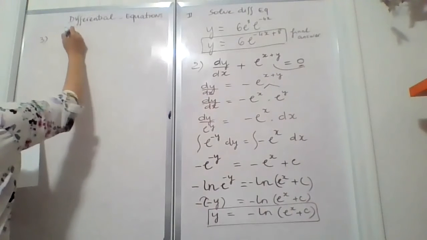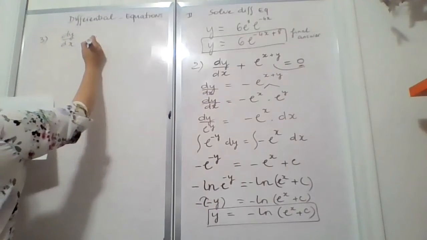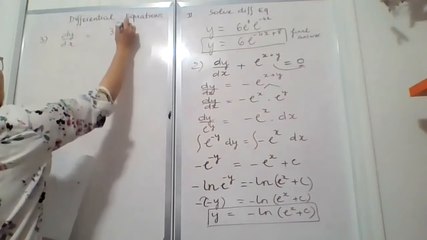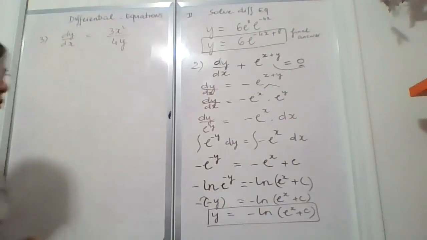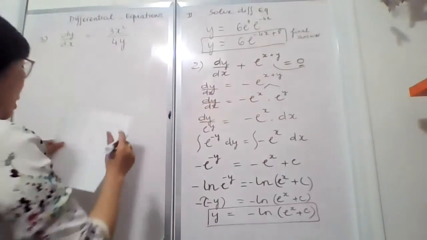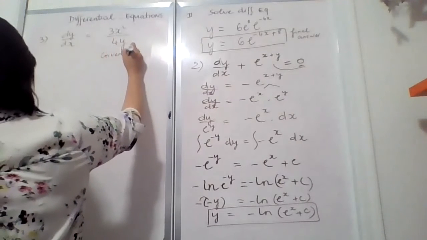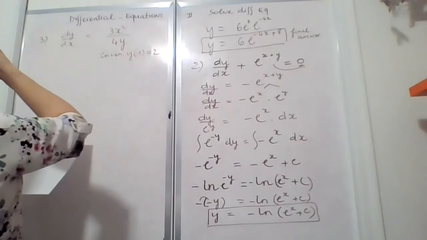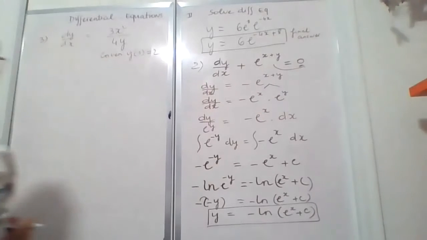So we have dy over dx, still a little bit interesting, equal 3x squared over 4y. How are we going to solve this equation? And one more thing. This time, given information, given y(1) equal 2. Okay. So how do we do this?